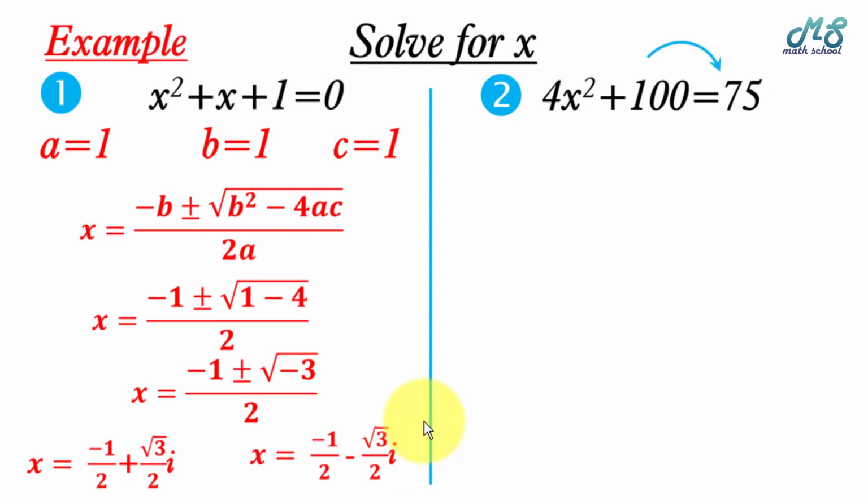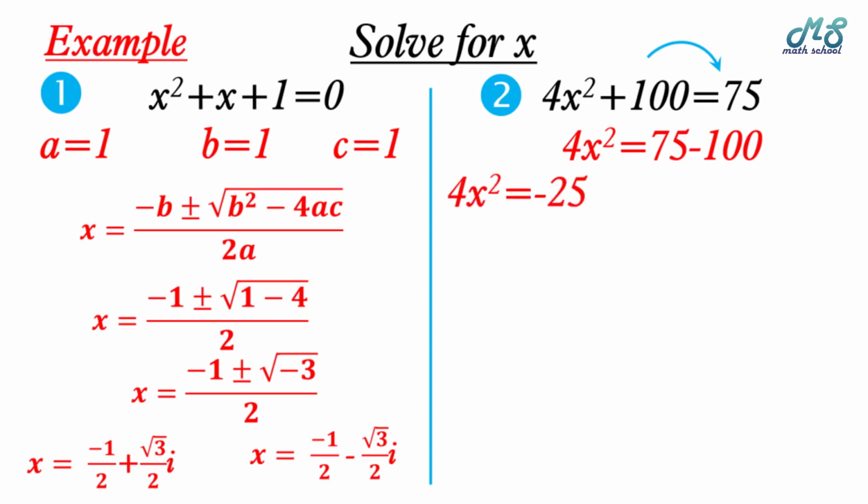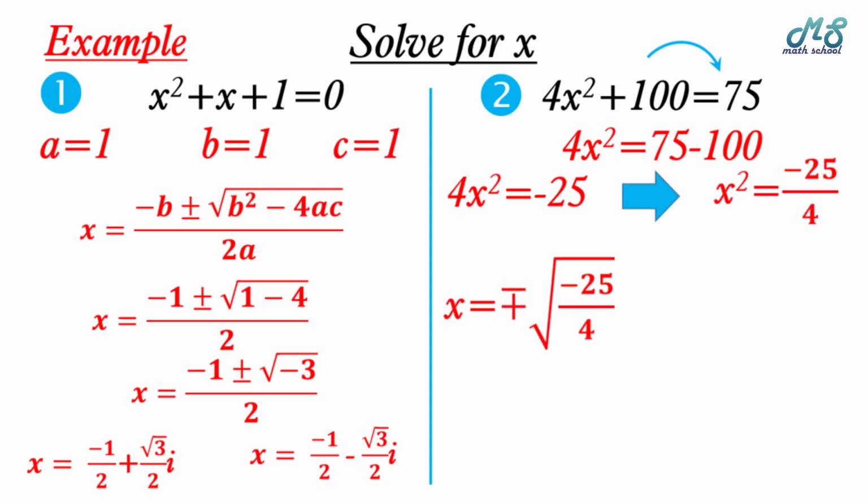In the same way, number 2: 4x squared plus 100 equals 75. It's easy now. Just move 100 to the other side to be subtracted. We get 4x squared equals 75 minus 100. 75 minus 100 will be a negative number, equals negative 25. Divide both sides by 4, we get x squared equals negative 25 over 4.